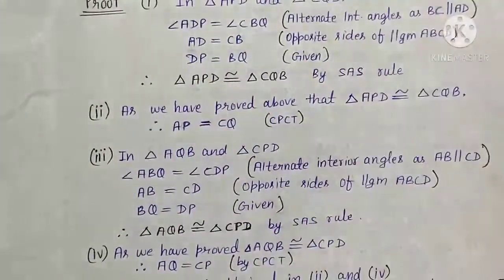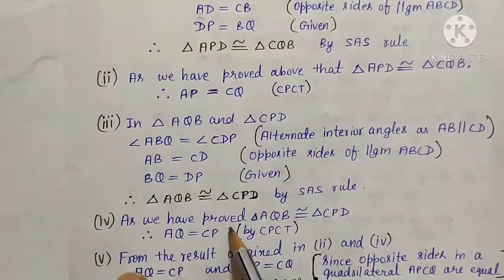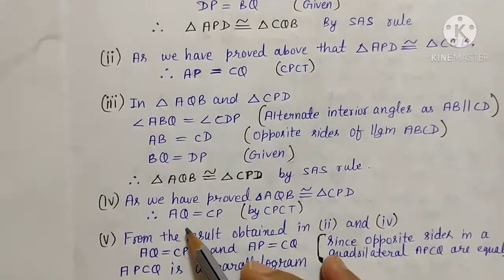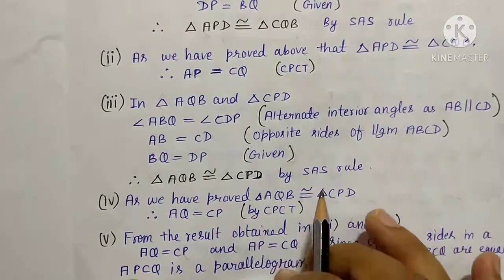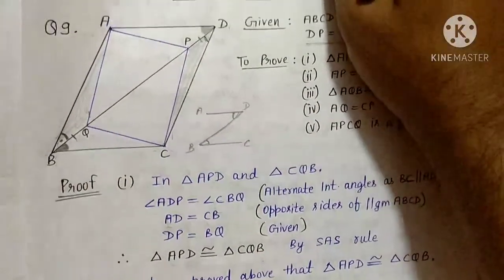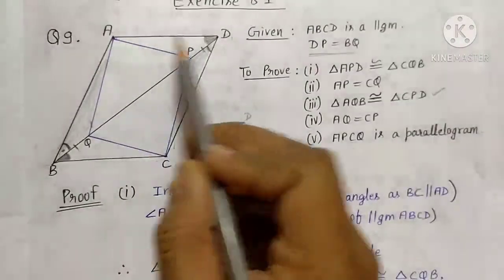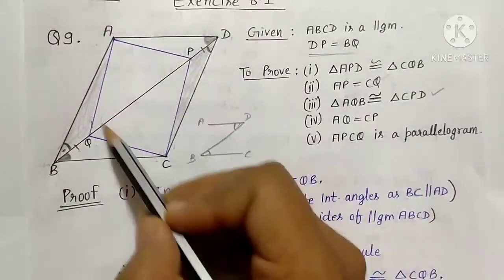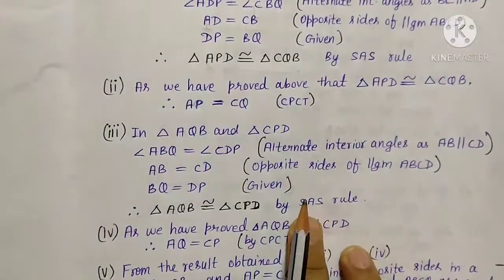So by SAS, again SAS, these two triangles are congruent. And if these two triangles are congruent, then in the fourth part we can say that AQ equals CP by CPCT. So here we have proved our 4 parts. Now the last part says that we have to prove that APCQ, which is coming inside this ABCD, this inside figure, is a parallelogram.